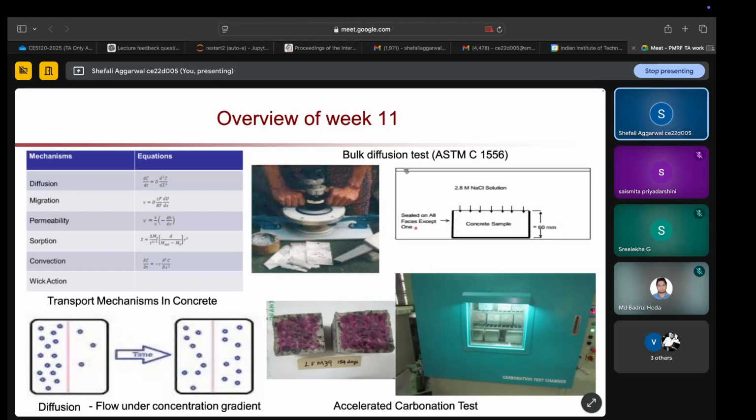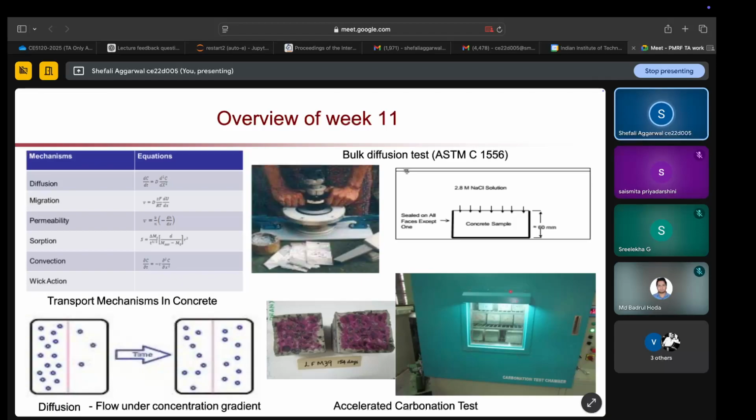So from that graph you can further use an equation and calculate your diffusion coefficient value. Second type of test is the accelerated carbonation test. If we talk about diffusion coefficient, in this case we are exposing our concrete system to chloride solution. In carbonation we are exposing our concrete system to carbon dioxide. It can be natural or accelerated also.